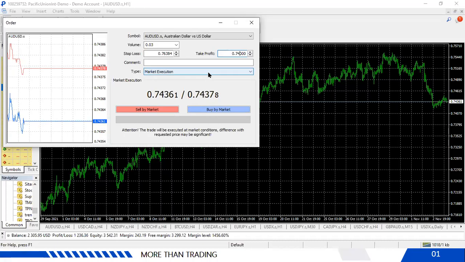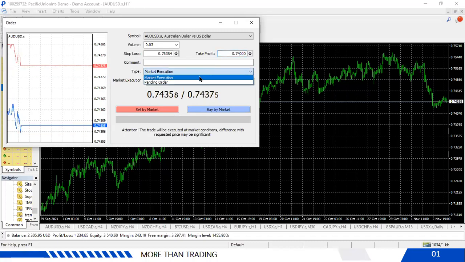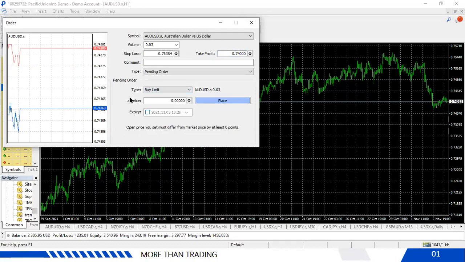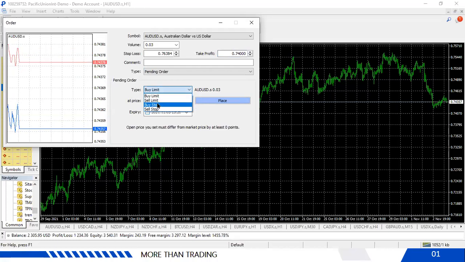But if it's a pending order, this is where you change it. This is asking you what type of execution it is. You see you have market execution, and we have pending order. So you click on pending order, then you see the type. What types of pending order do we have? We have the buy limit or sell limit order, and the stop order or limit order. In a limit order, you are buying below the current market price. We are going to talk about that in the types of order in the next class.